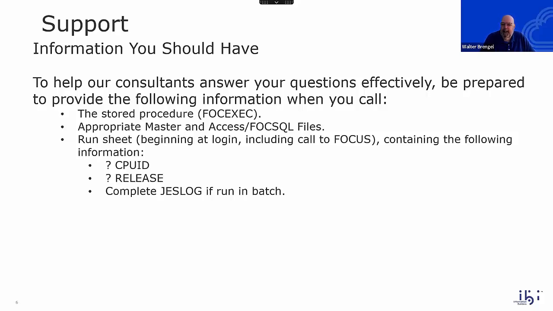This run sheet, basically, in the beginning of your procedure, add these commands, !CPYD, !release. That way we can see what version you're running and the machine you're running on. And then we're going to ask you to send the complete JES log if you're running in batch. If you're not running in batch, we're going to say, can you run in batch? Do you have a batch job where you can run this procedure? Because getting a JES log gives us a lot more information than trying to decipher it out of your TSO session.